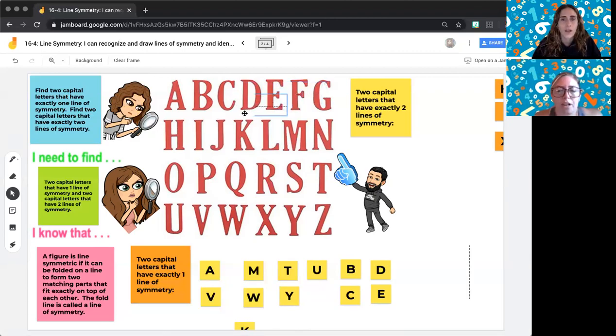Let's look at letter H. Well, we already all knew that H worked the other way too. So I'm thinking it works this way as well. So I think it has two lines. Yeah, that's possible, because it doesn't matter which way you fold it. If you folded it left to right, it would be the same, or top to bottom, it's going to be the same. So that has two lines of symmetry, H.